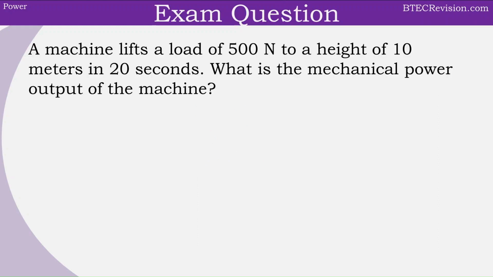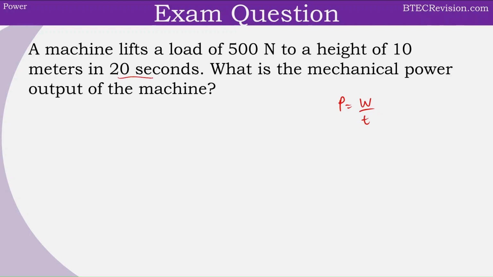Now, pause the video here and attempt this exam question. A machine lifts a load of 500 newtons to a height of 10 meters in 20 seconds. What is the mechanical power output of the machine? We can start by writing down our equation. Power equals work done divided by time.